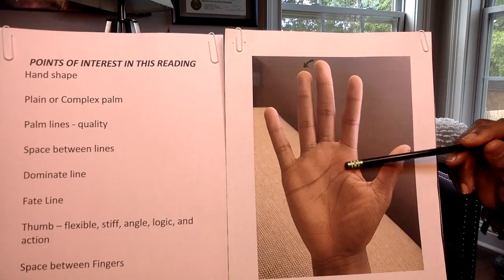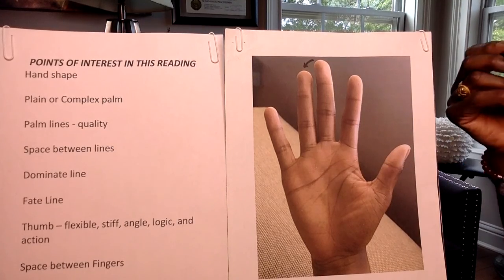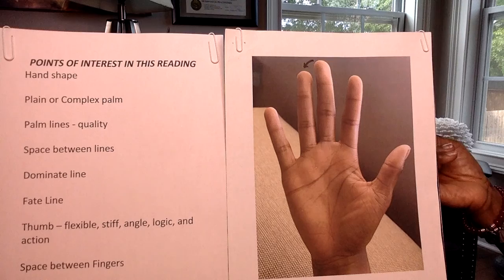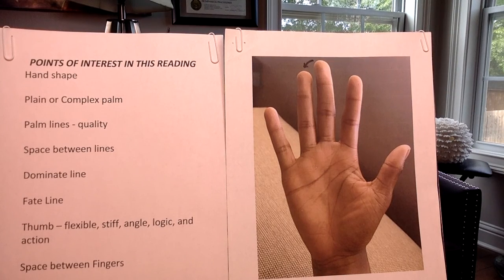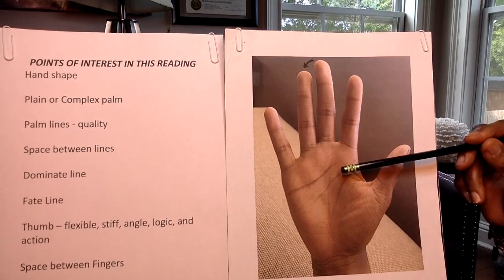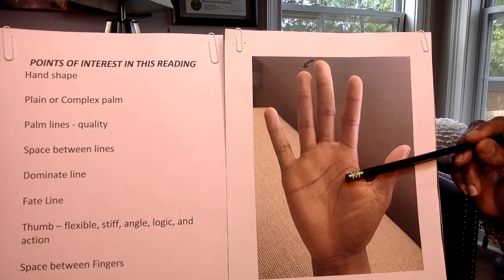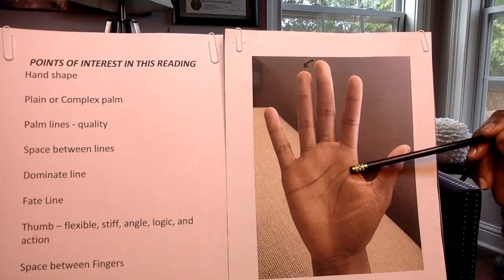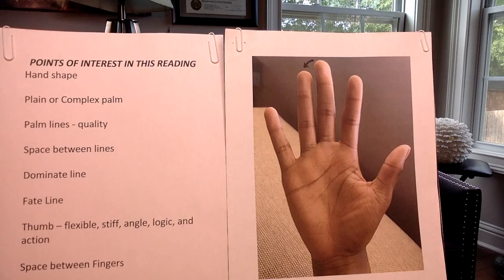Then you have to check the space here. Does this seem to be what it usually looks like or what? You have to determine that. Okay, then we have looked at the dominant line. Out of these three lines, which line do you think appears to be stronger, more well-defined, standing out?